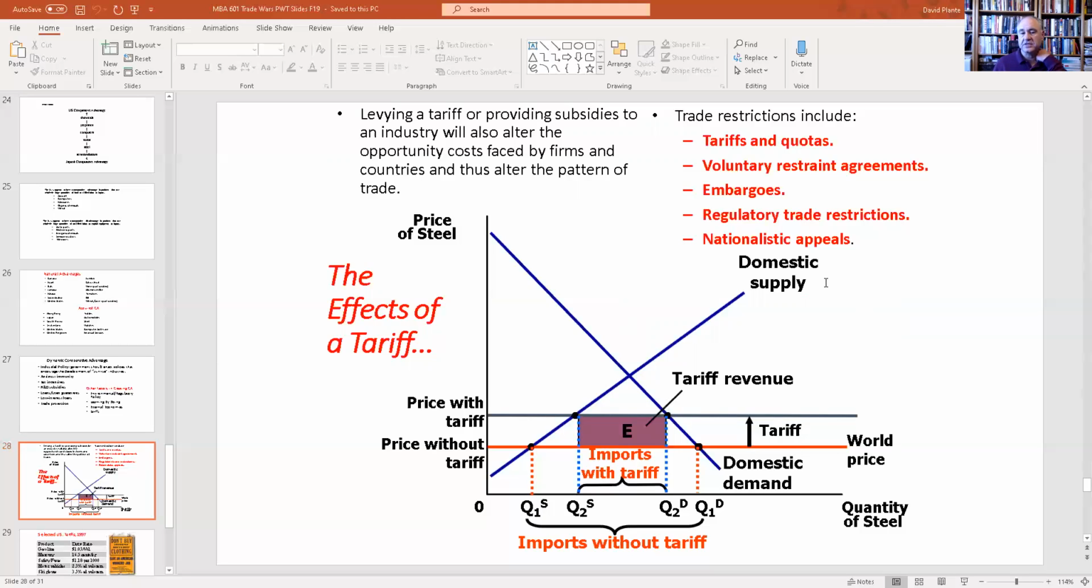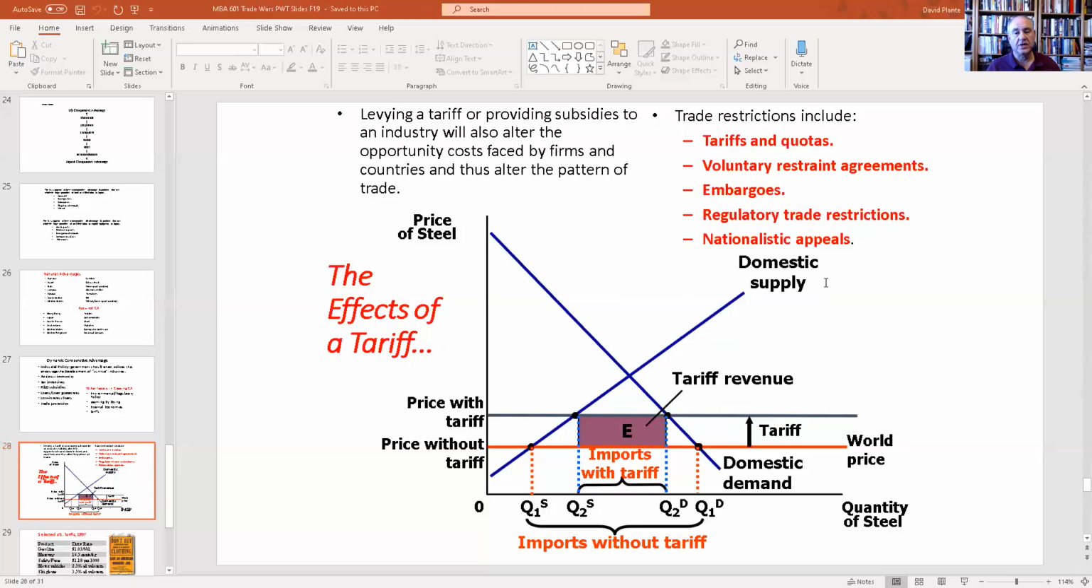One of the keys is if you think about the world price without a tariff, and then you follow that across, and you'll get the domestic supply, which is at that Q1S, and the domestic demand, which is at that Q1D. The difference between those two is your imports. What a tariff does is it adds to that price, not to domestic producers, but to foreign goods coming into the US. Essentially, it's paid when it comes into the US.